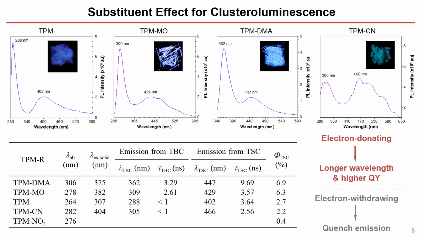In addition, we also compared the substituent effect on clusteroluminescence. We found that by increasing electron-donating ability, the long wavelength emission from through-space interaction is redshifted, and the quantum yield gradually increases. However, increasing electron-withdrawing ability would decrease the emission efficiency and even quench the emission.